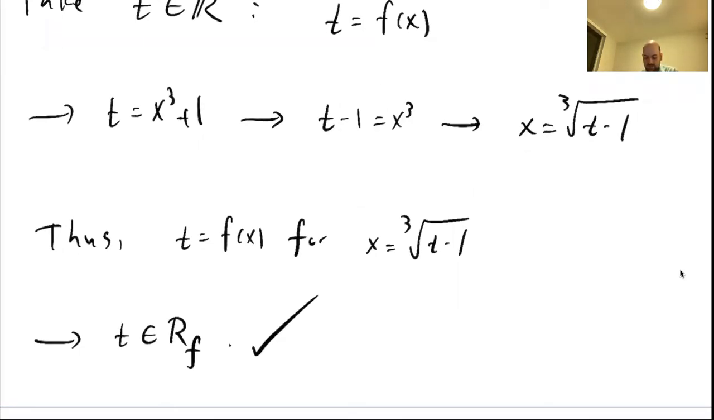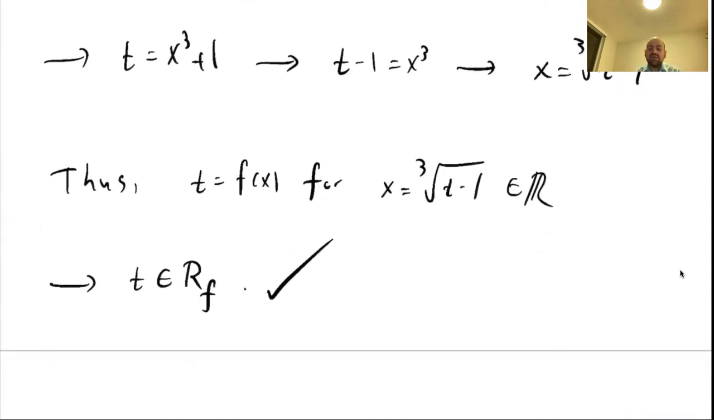And remember, cube root of t minus 1. Please always be careful to check the x that you get this way. So I took some t in the codomain, which in this case is all real numbers. If I want to show that the function is onto, I have to show that this t belongs to the range. How can I show that it belongs to range? I have to show that it's equal to f of some x for some x in the domain. So I put t equals f of x. I found the value for x. Then you have to check that this x is inside the domain or not. Because if x is outside the domain, then that's not acceptable.